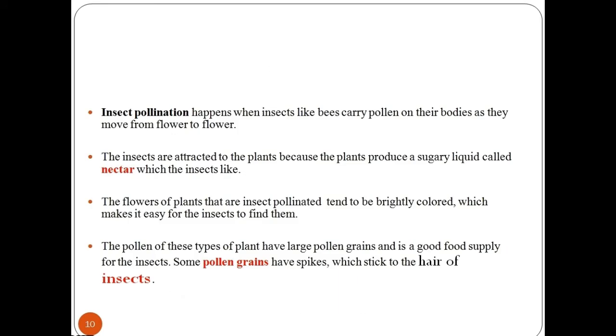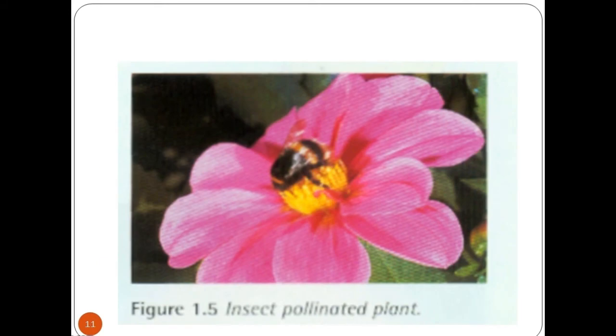Insect pollination happens when insects like bees carry pollen on their bodies as they move from flower to flower. The insects are attracted to the plants because the plants produce a sugary liquid called nectar, which the insects like. The flowers of plants that are insect pollinated tend to be brightly colored, which makes it easy for the insects to find them. The pollen of these types of plant has large pollen grains and is a good food supply for the insects. Some pollen grains have spikes which stick to the hair of insects.